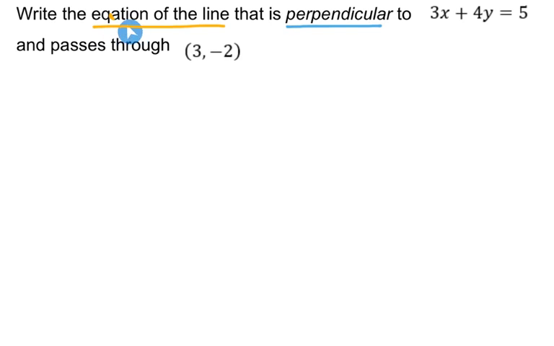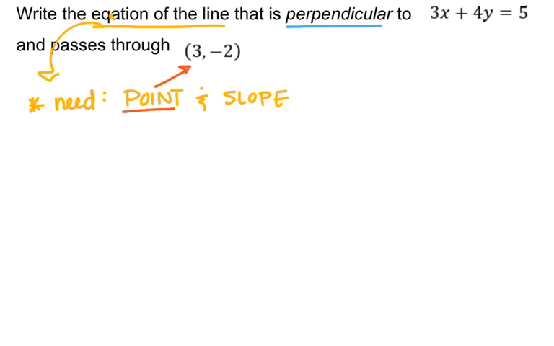So if we want to write the equation of a line, what does that mean we need? That means we need both a point, which we are given, and a slope, which needs to be perpendicular to 3x plus 4y equals 5. So we're given a line and we need to be perpendicular to that. Well, that means we need to know the slope of this given line. We have 3x plus 4y equals 5. So is the slope 3 because that's the coefficient on x? And the answer is no, it's not 3.